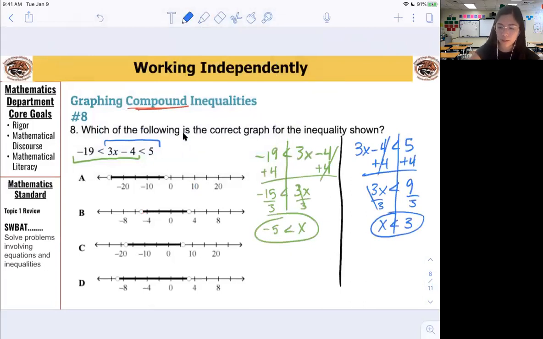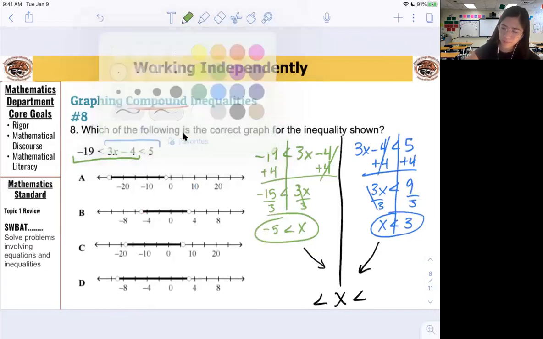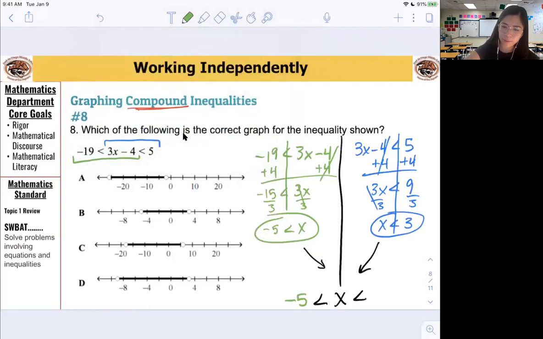Now that I've solved them separately, I can bring them back together. X is in the middle. On the left, I have my negative 5. On the right, I have my positive 3.